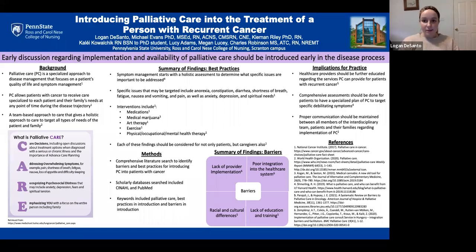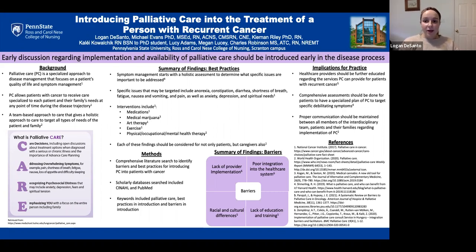There are many different symptoms that patients can be feeling, so it's really important to figure out what means the most to them. Specific issues that may be targeted include anorexia, constipation, diarrhea, shortness of breath, fatigue, nausea and vomiting, pain, as well as anxiety, depression, and spiritual needs.